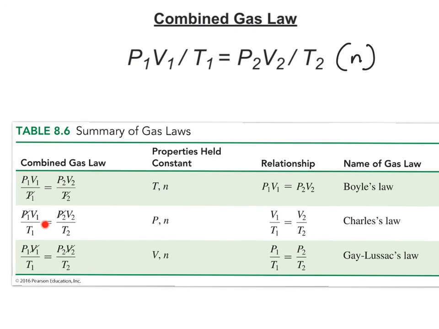This table shows how the combined gas law can be used to derive the previously described gas laws by omitting the properties that are kept unchanged. So when the temperature is kept constant along with the amount of gas, it ends up as Boyle's law. When the pressure is constant, it's Charles' law. And when the volume and the amount of gas are constant, it's Gay-Lussac's law.